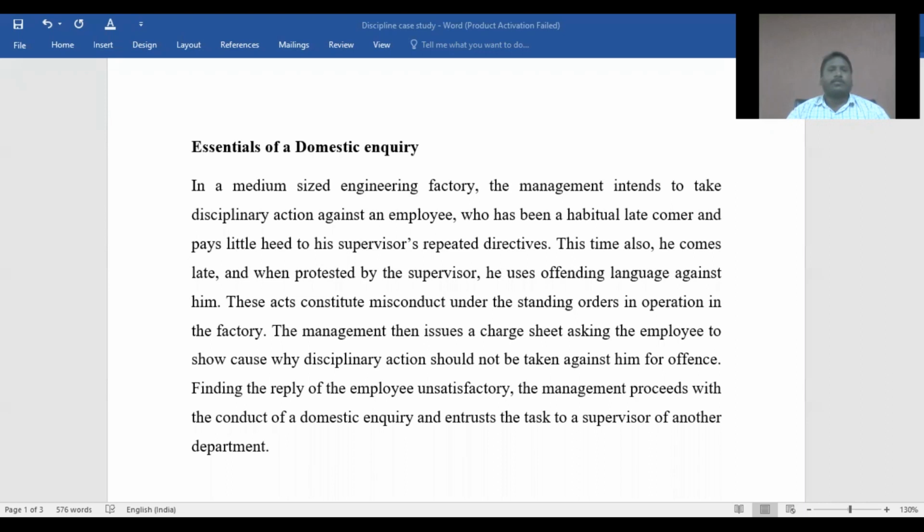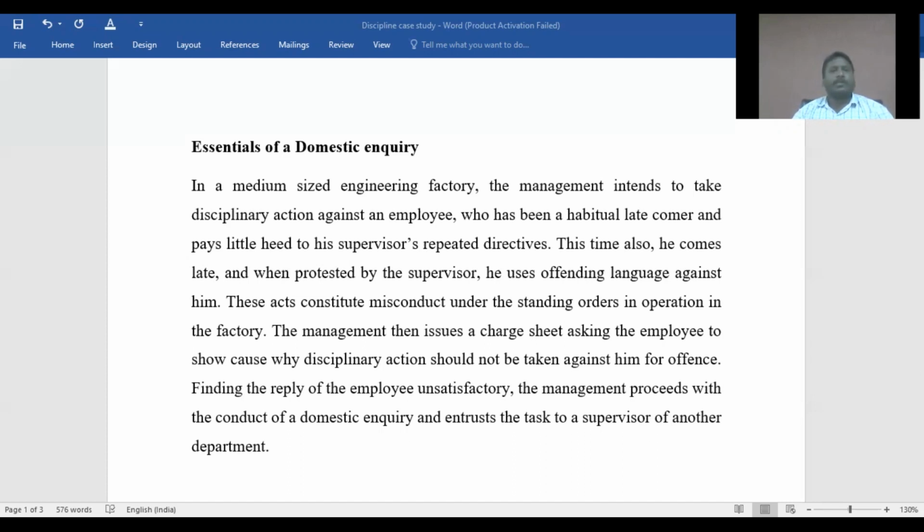So, because of these things, the supervisor identified the acts of this employee as misconduct. This misconduct concept is highlighted in the Industrial Employment Standing Orders Act 1946. These acts constitute misconduct under the standing orders in operation in the factory.